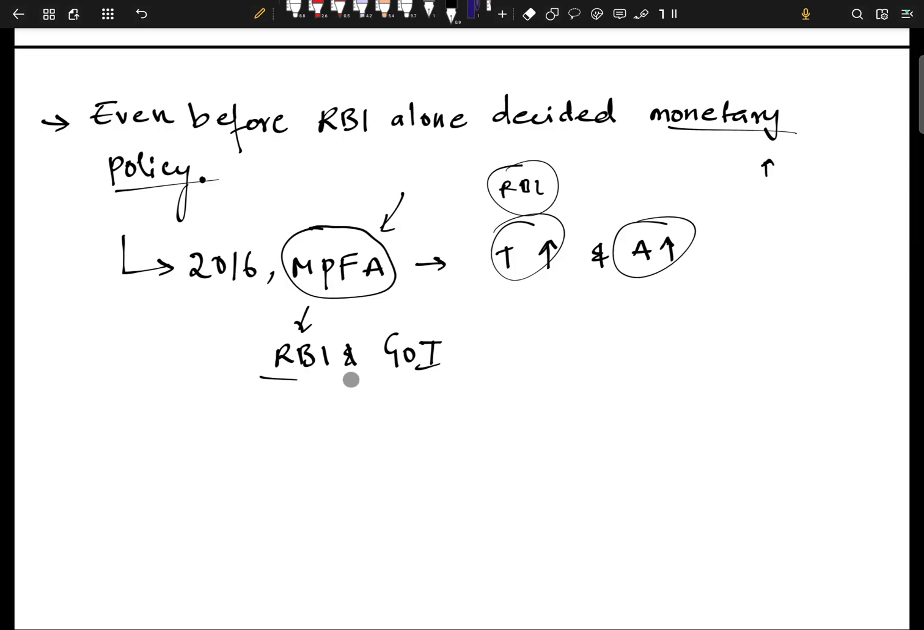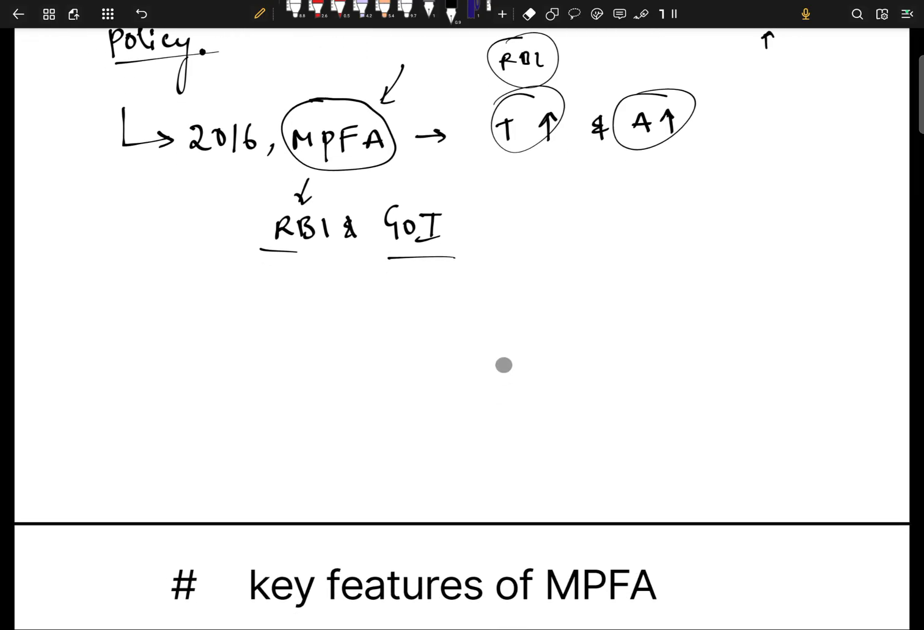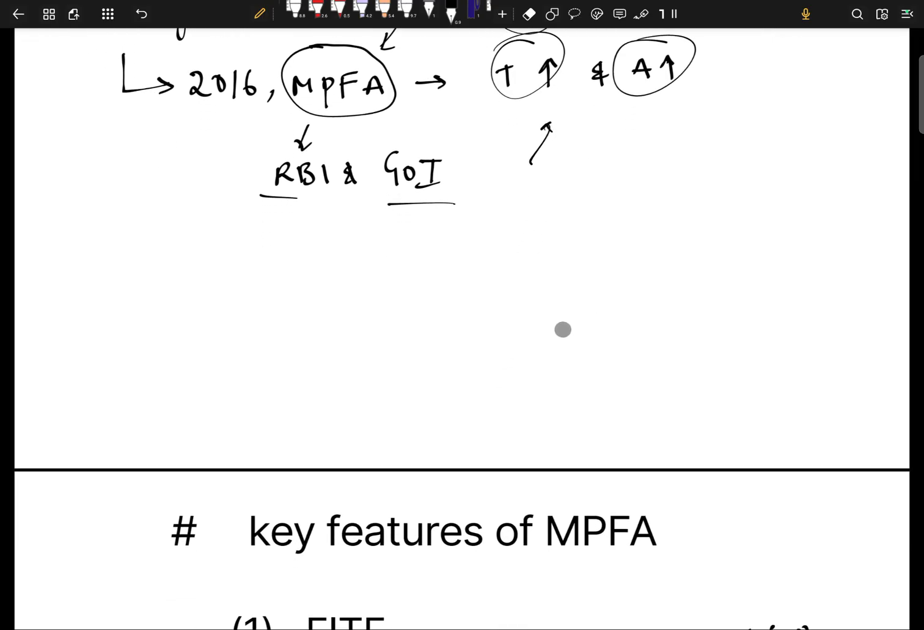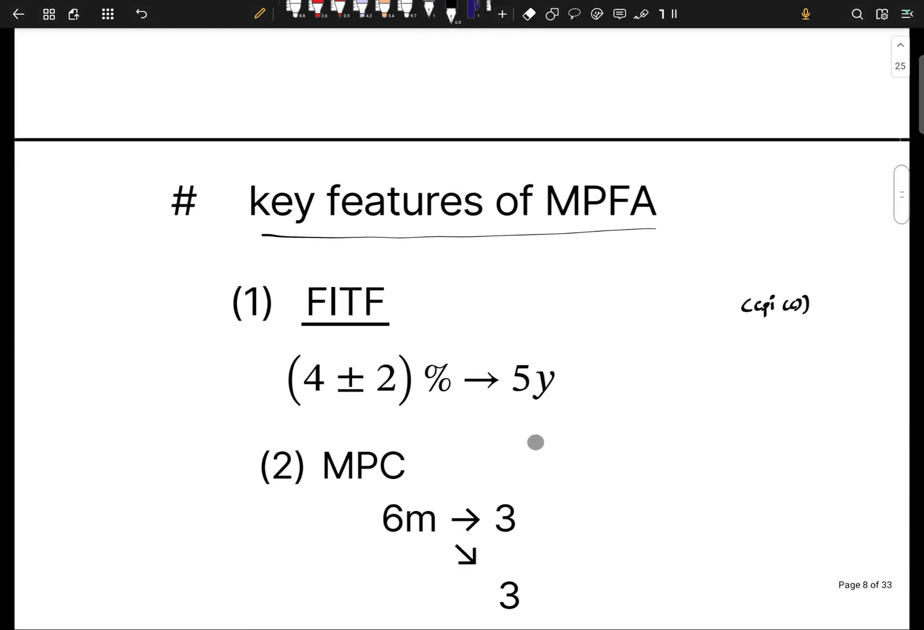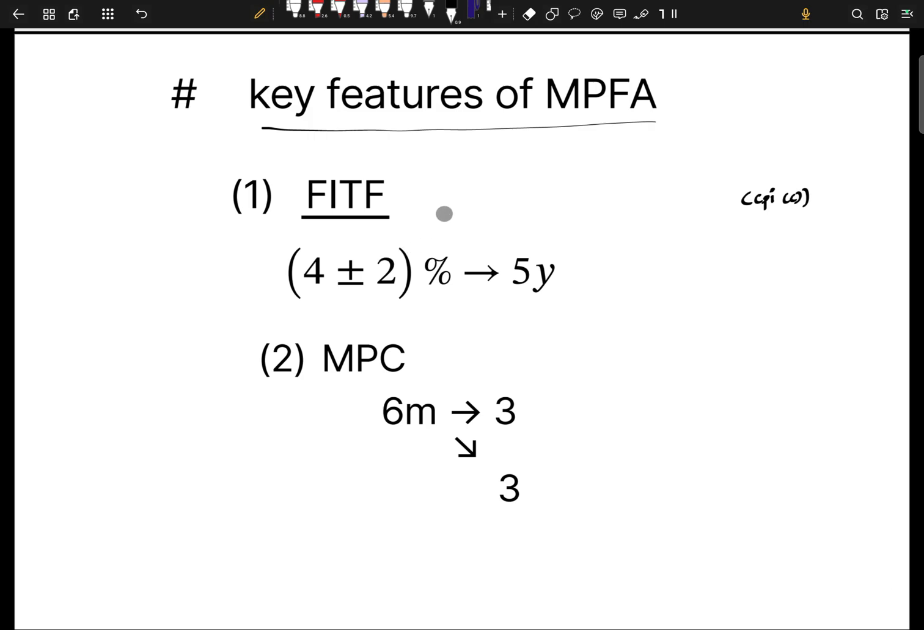It is an agreement between the RBI and the Government of India to basically increase transparency and accountability. Let's see a few basic features of the monetary policy framework agreement. Feature number 1 is the flexible inflation targeting framework. Under this, the RBI is mandated to maintain inflation within the bandwidth of 2 to 6%, that is 4 plus or minus 2%, for 5 years, and later on it maintains inflation in the same bandwidth even today.